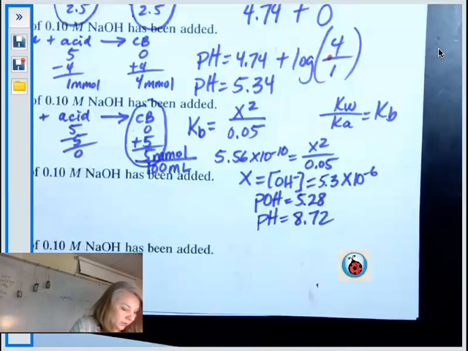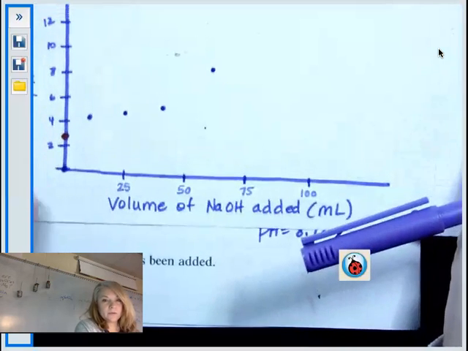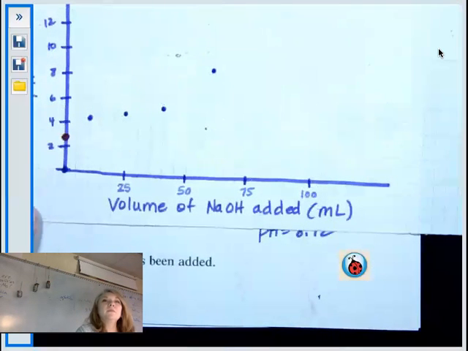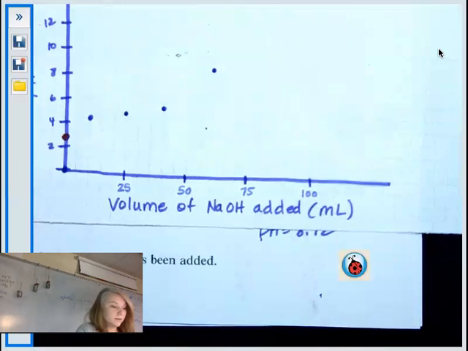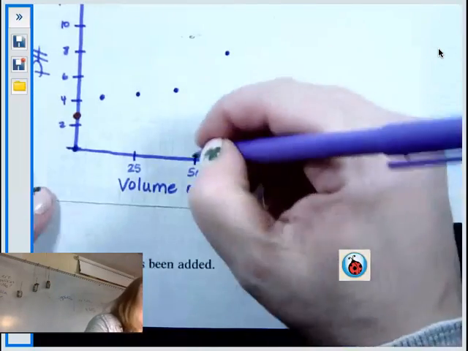Okay, so we have recognized, hopefully, that we have reached the equivalence point at 8.72. Make sure you mark that on your graph. And that's at 60, right? 60 is added? Or was that 50 added? That was 50 added. My gosh.